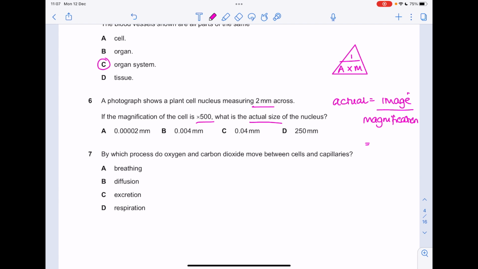So the image size we've been told is 2 millimeters. We don't need to touch the units because look, our final answer is in millimeters. Then divide by the magnification. So 2 divided by 500 comes out at 0.004, which is B.